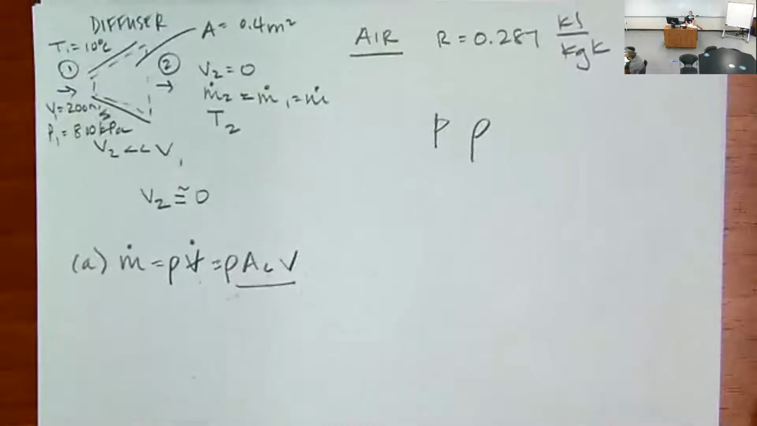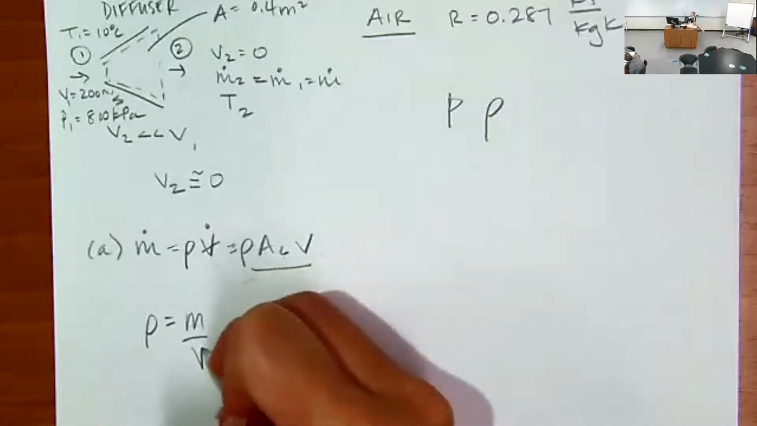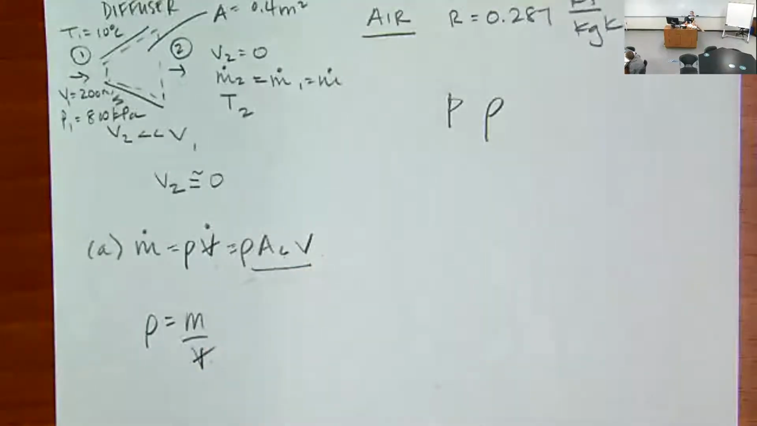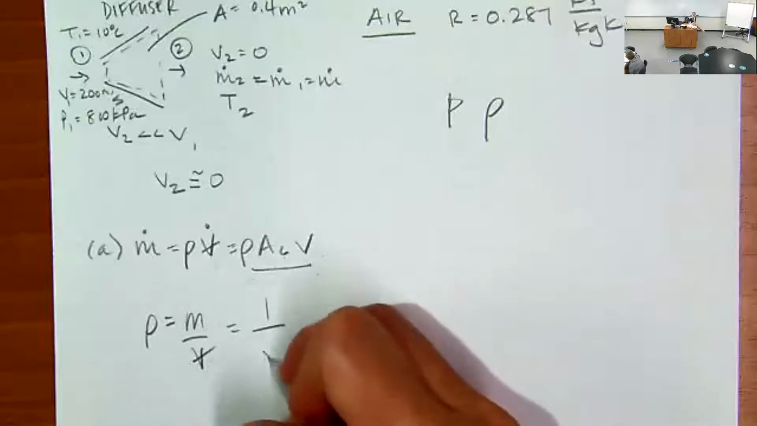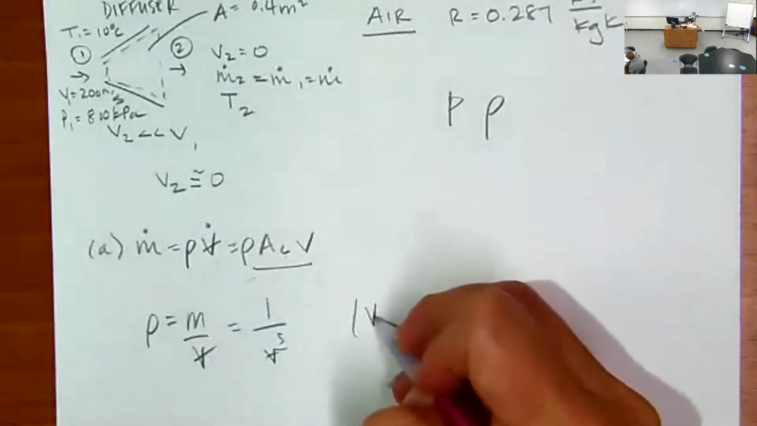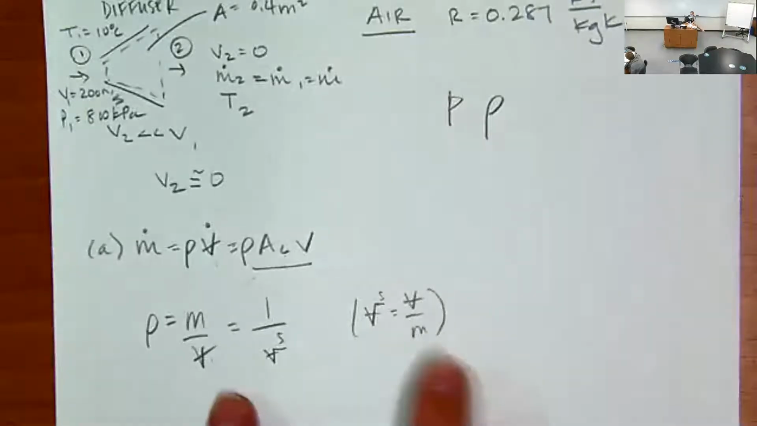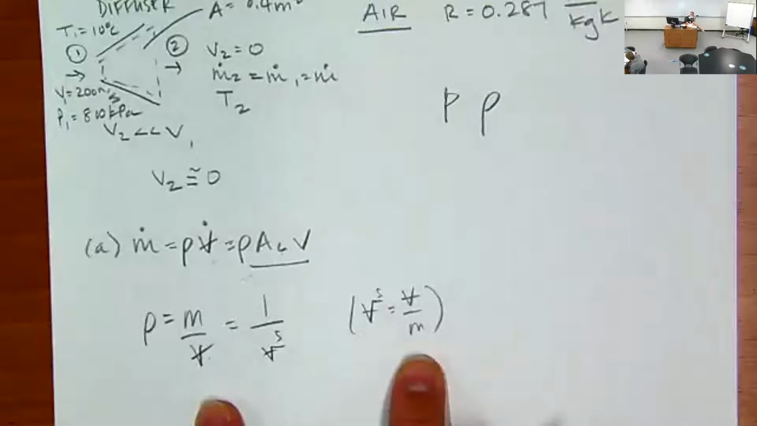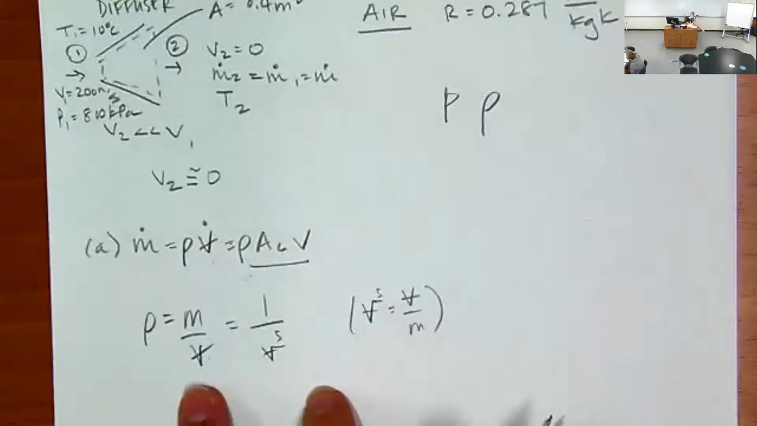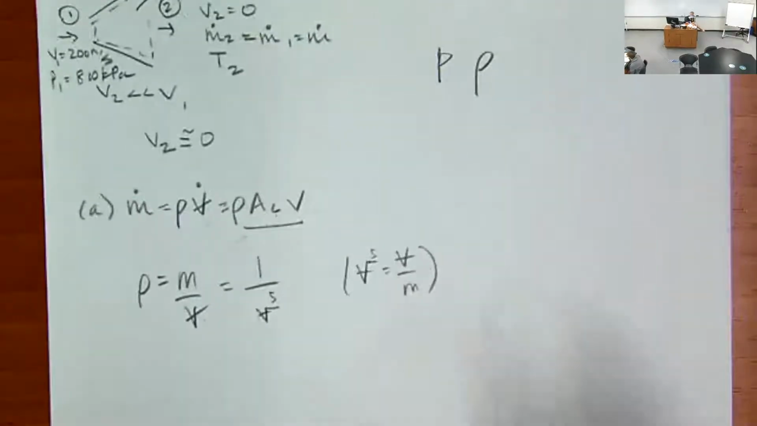So in order for us to figure out density, we have a few different equations. So we know that density equals mass over volume. And we also know that it equals 1 over the specific volume, because specific volume is just volume divided by mass. So it is the inverse of this. So specific volume is the inverse of mass over volume, and mass over volume is density. We've looked at this relationship before.